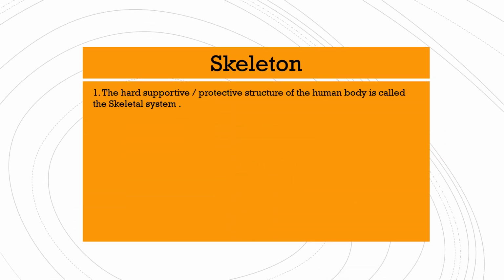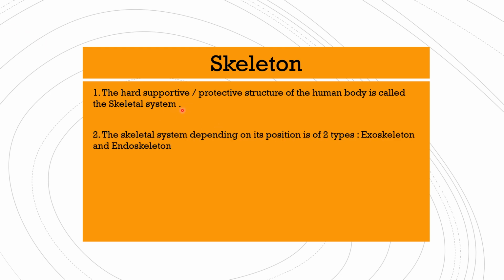Now, what is skeleton? The hard, supportive, and protective structure of the human body is known as the skeletal system. Depending on its position, the skeletal system can be either exoskeleton or endoskeleton. As the name suggests, exo means outside. So exoskeleton is the skeletal parts which are external. For example, hair and nails are considered to be exoskeletal structures in the human body.